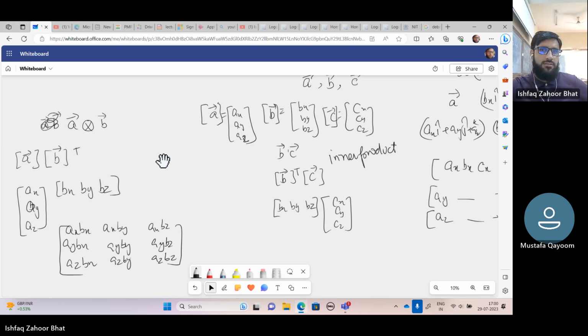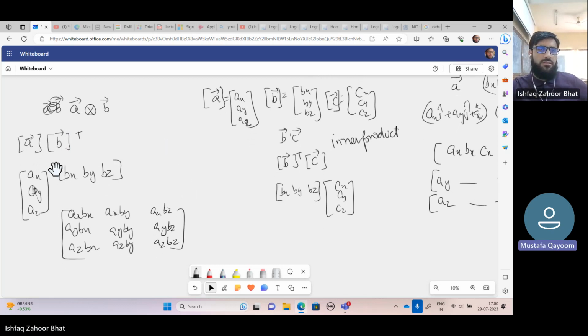You are asking something? How do you get the second and third columns? See, how do we define matrix multiplication? We take first row, first column. First row is AX, first column is BX, so the first element will be AX BX. The second row, first column is AY BX. The third row, first column is AZ BX. So you are multiplying the first column with different rows and you get these three. Second, you take first row, second column, that is AX BY. Second row, second column is AY BY. Is this clear?